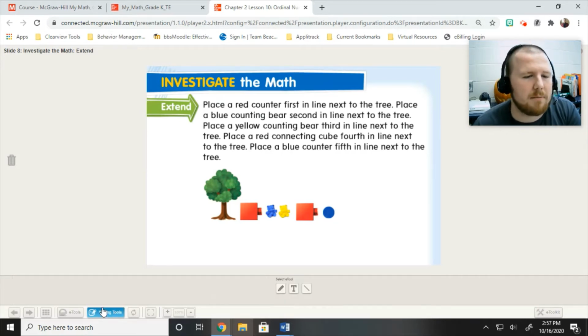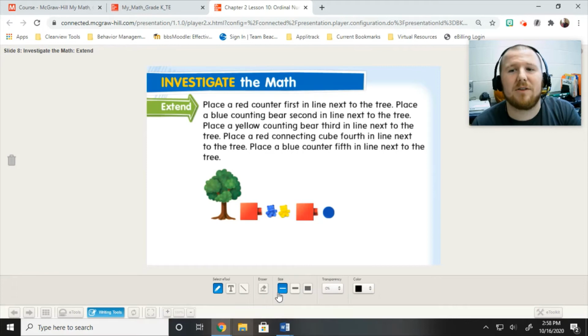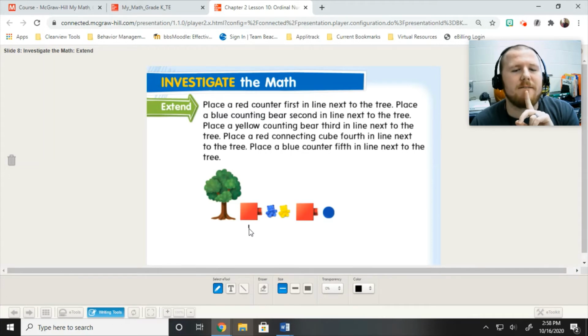So I'm going to write the numbers again, and we're going to say the sounds, okay? I'm going to say it once, and then you're going to say it with me. Let's give it a try. First, second, third, fourth, fifth. Okay, now you can say it with me.